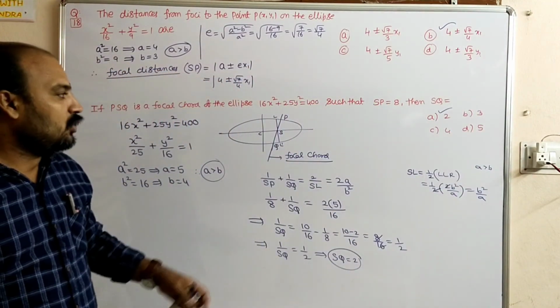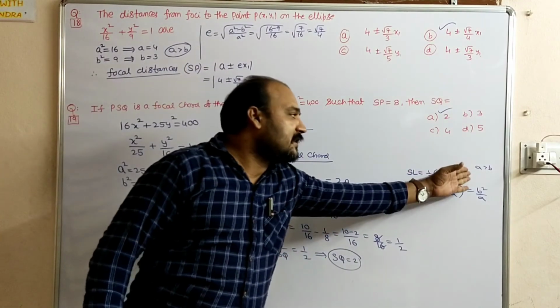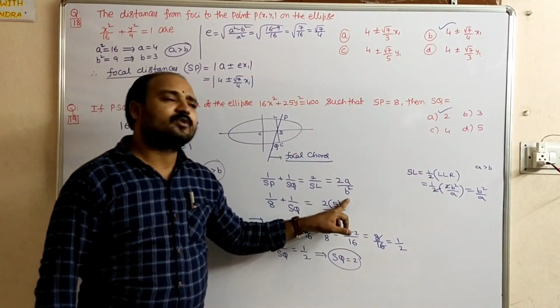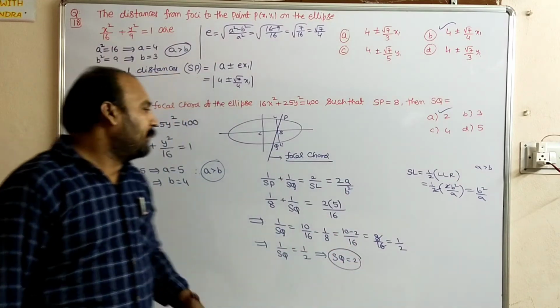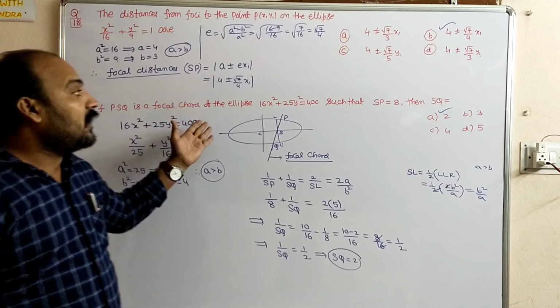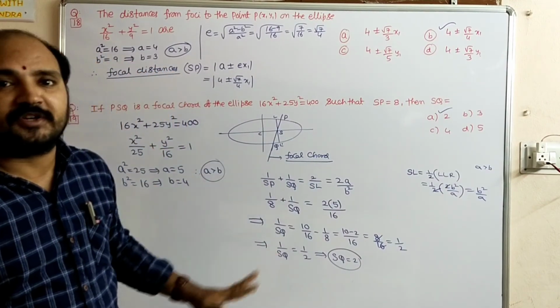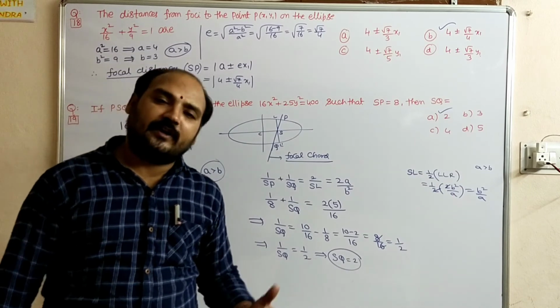This is the way you can calculate the focal distance. Suppose if A is less than B, here 2A square by B will come. That's all. Based on the condition A is greater than B or A is less than B, while evaluating the problems in the ellipse, dear students, you have to remember that. We will move to the next question.